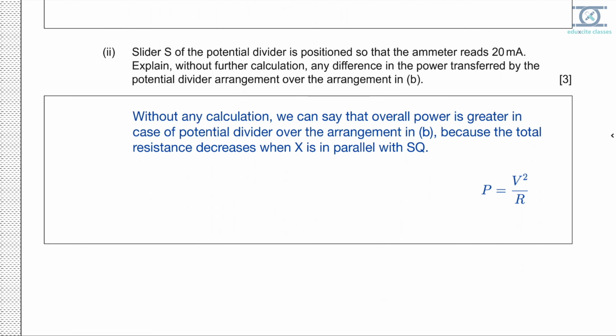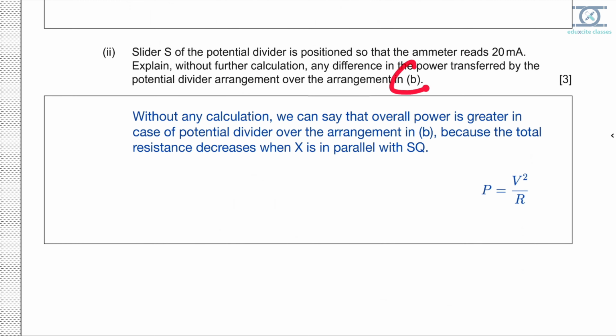Now the second part: slider S of the potential divider is positioned so that the meter reads 20 milliampere. Explain without further calculation any difference in the power transferred by the potential divider arrangement over the arrangement in B. So we know that overall power is greater in the case of the potential divider over the arrangement in B, because the total resistance decreases when X is in parallel with the SQ.